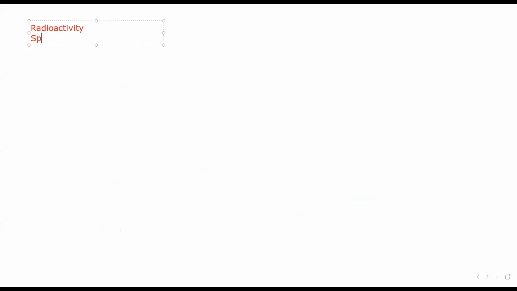The spontaneous and random emission of radiations by an unstable nucleus, this is known as radioactivity.